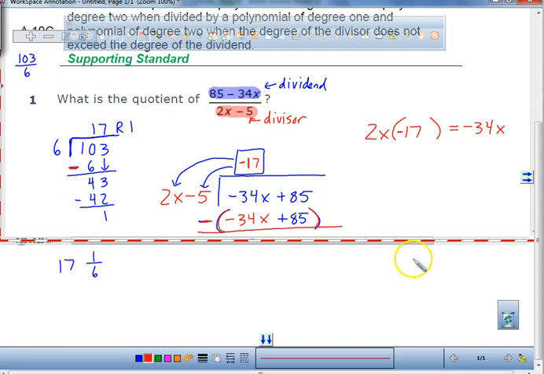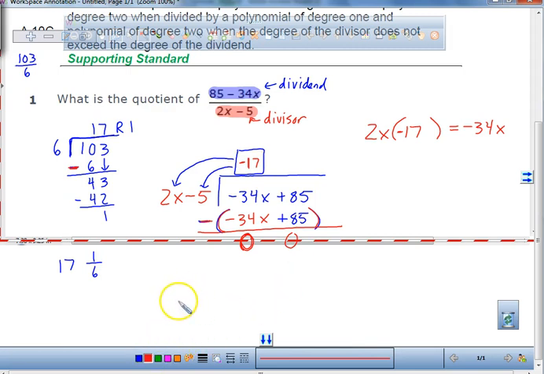That's going to be fine. Because what happens? What's negative 34 minus a negative 34? That becomes a 0. What's 85 minus 85? 0. So what's our final answer? Negative 17. Let me show you how you prove that you got the right answer.